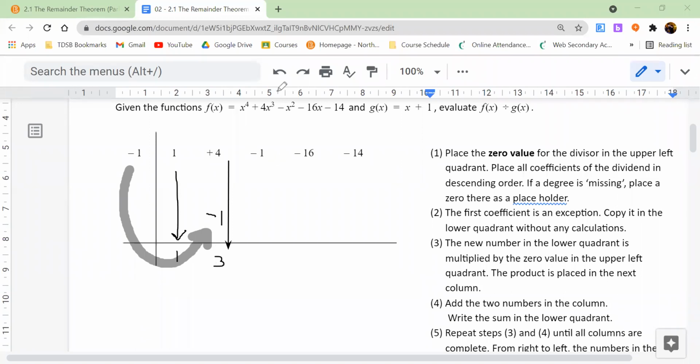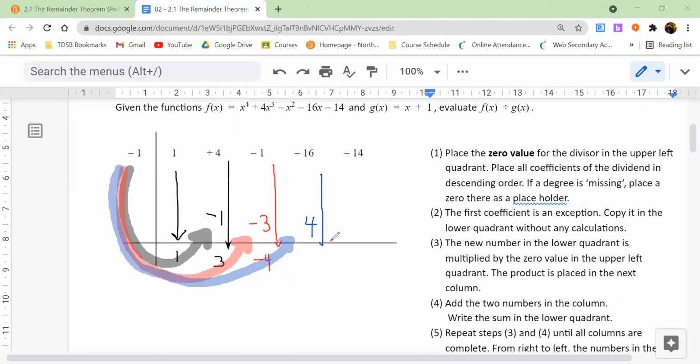And then, let me use a different color. Same thing as before, you are going to multiply. So -1 times 3 is -3. You add the -4. You multiply. Okay, I'll do this only once. You take -1 and multiply with the 4, and that will give you a +4, and then you add it down. That's a -12. You multiply. One more, last one. -1 times the -12, and you will get +12, and you add it, you get -2.